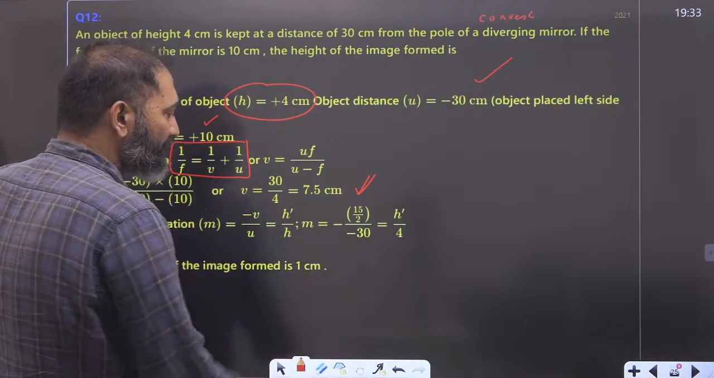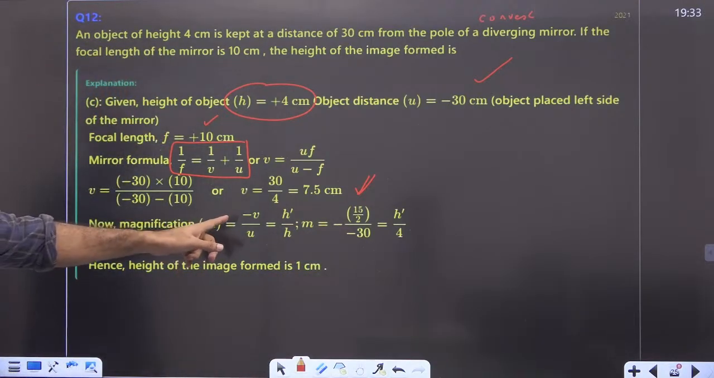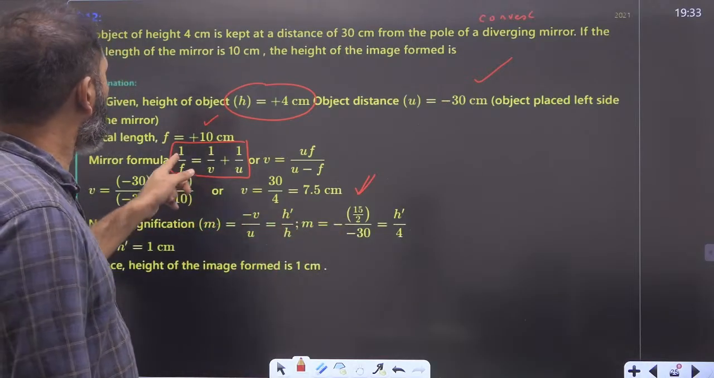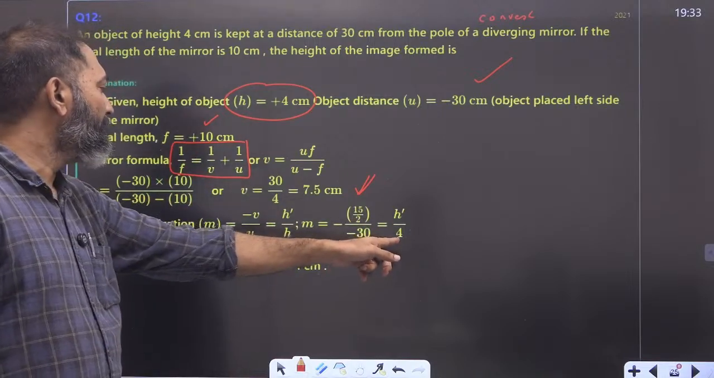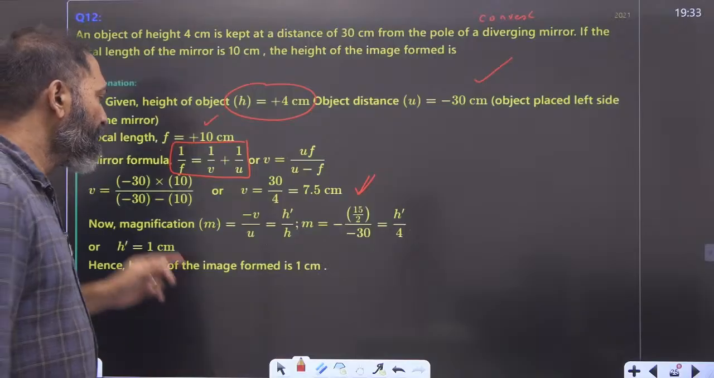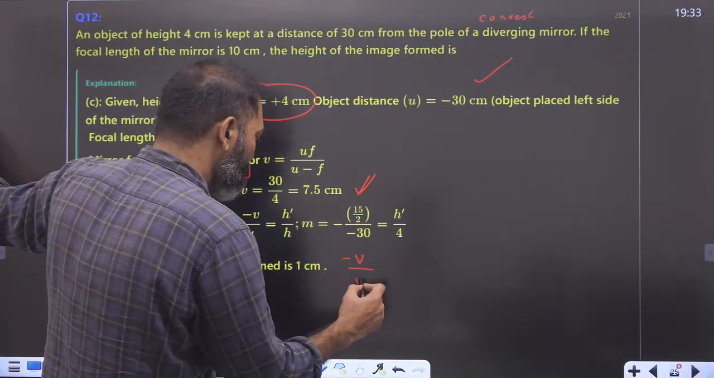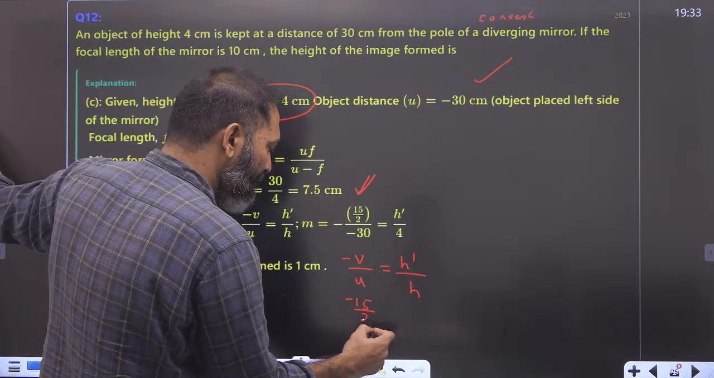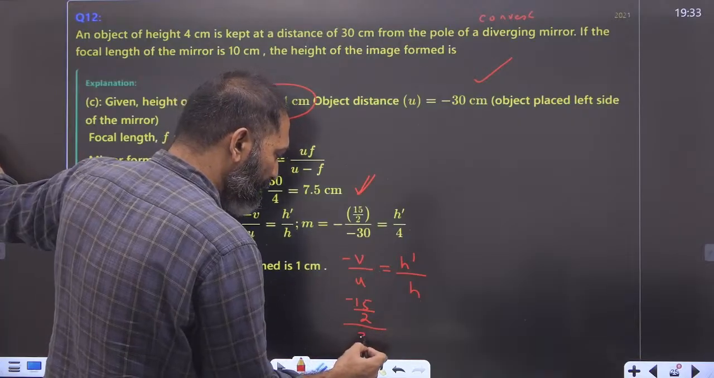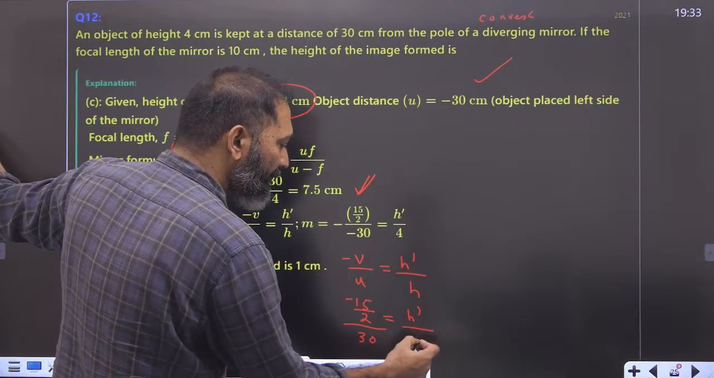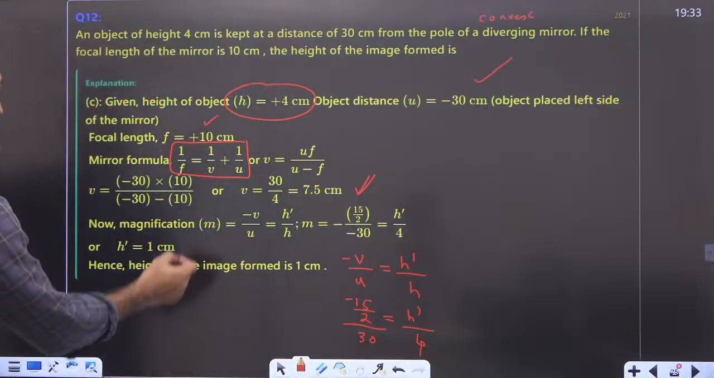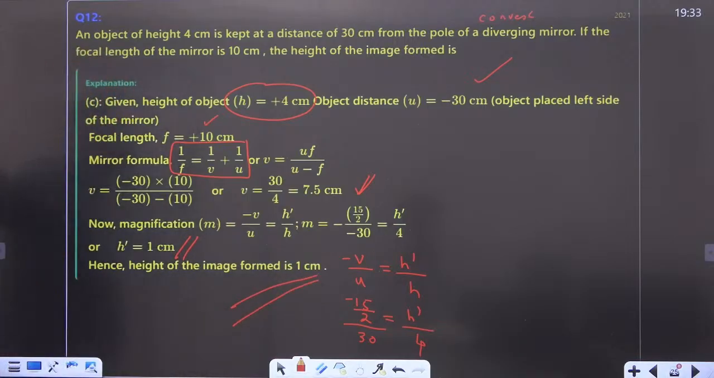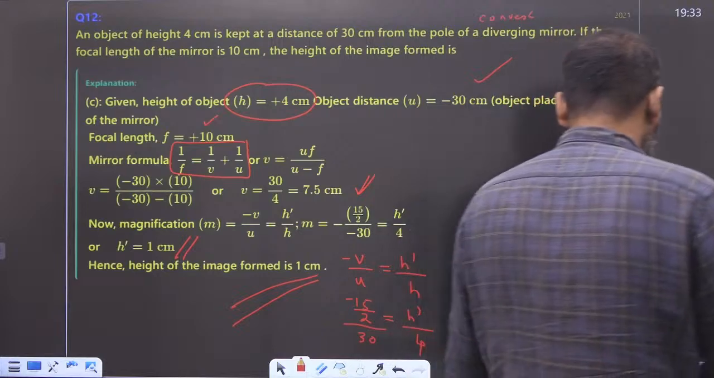So minus image distance, what is the image distance we got? 15 by 2, divided by object distance minus 30, is equal to h dash by h. Magnification m equal to minus v by u is equal to h dash by h. What is minus v by u? Minus 7.5 by 30 is equal to height of the image divided by height of the object, which is 4. That solves to 1 centimeter. The height of the image formed is 1 centimeter, which is option C.